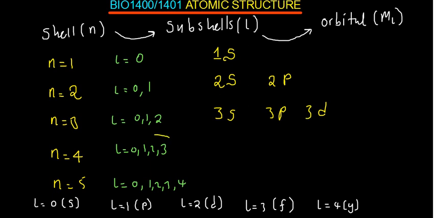Here you have 0, 1, 2, and 3. When L is 0, that is S. When L is 1, that is P. When L is 2, that is D. When L is 3, that is F. Because they're coming from the fourth energy level, we put a 4 in front: 4S, 4P, 4D, 4F.